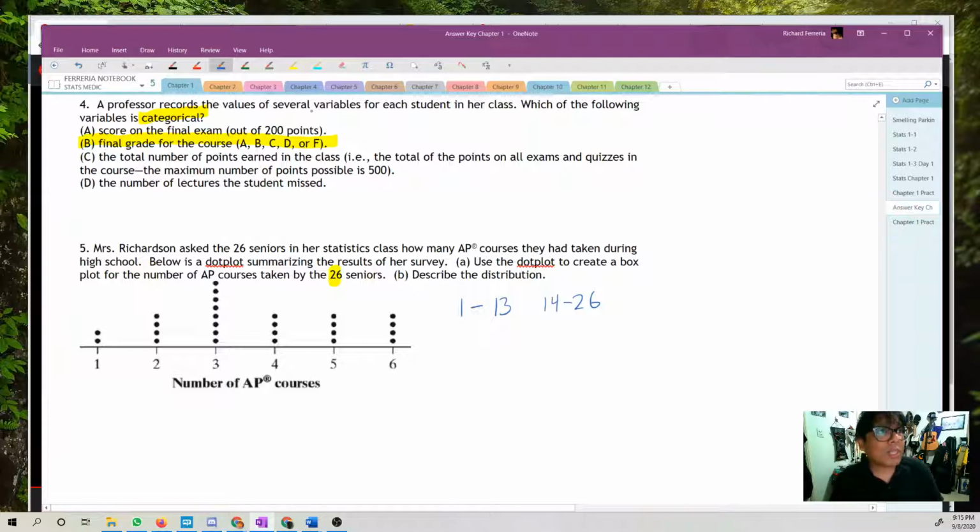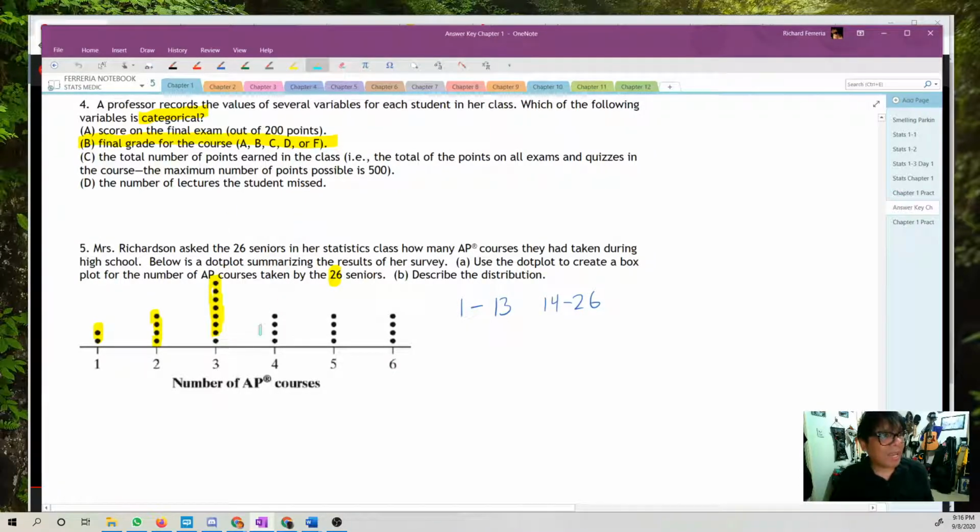So what I'm going to do is also look at this graphically. The lower half of the students is the bottom 13 number of AP courses. So this is 2, 6 students, 7, 8, 9, 10, 11, 12. There's 13 students. Those are the 13 students who are taking the least number of AP courses.